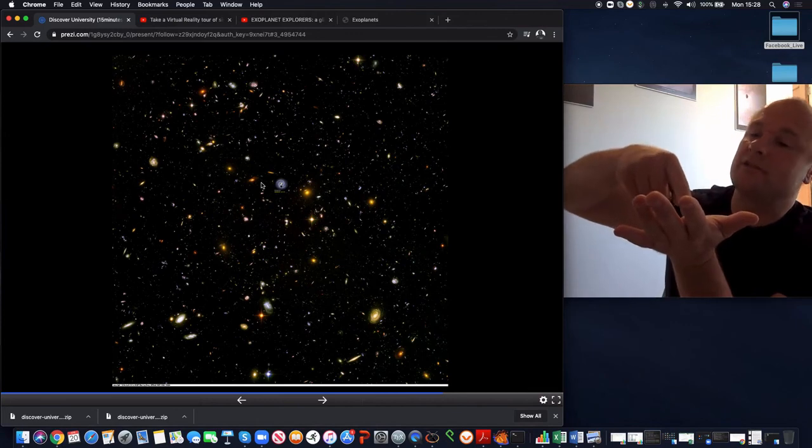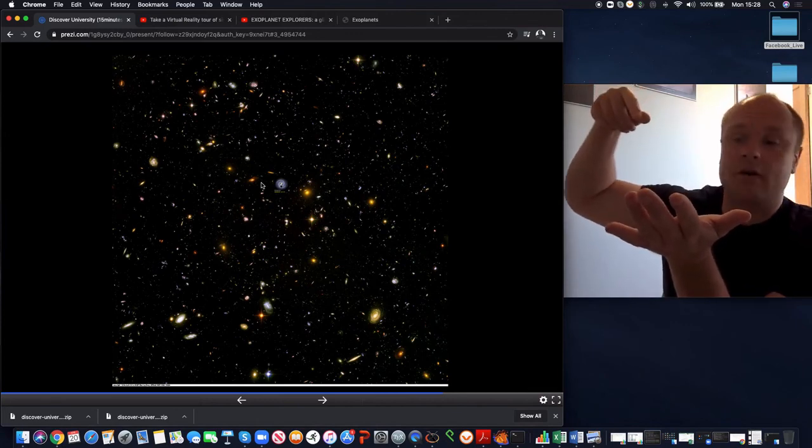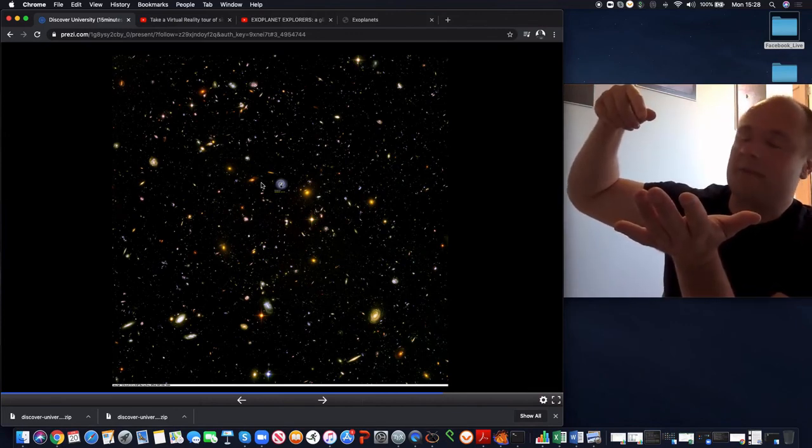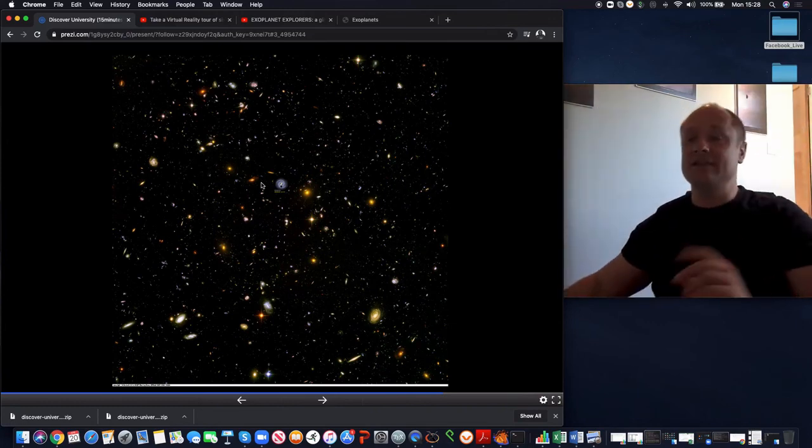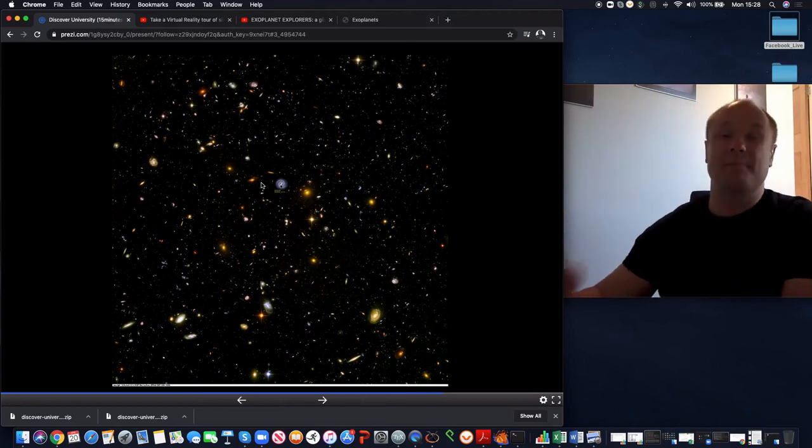Now, the Hubble Space Telescope looked away from the bulge into the dark of the deep universe, if you like, and it stared and stared and stared, and it produced this image called the Hubble Ultra Deep Field. It's about the size of the moon, and actually in here there are 10,000 galaxies.